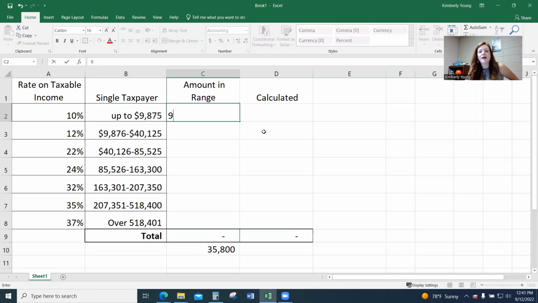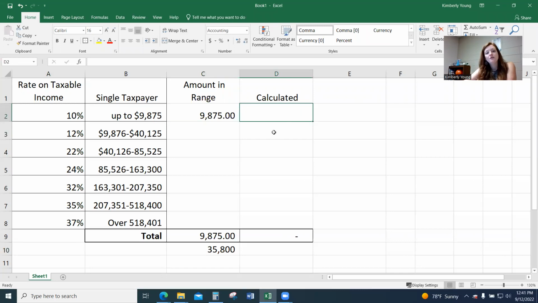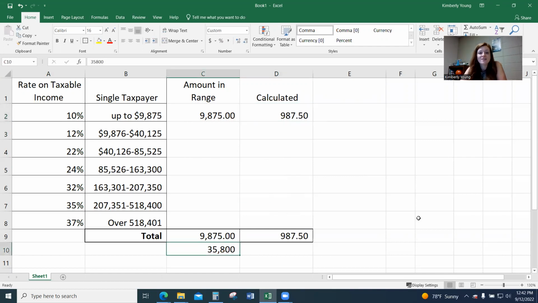So let's go ahead and put in there $9,875, because that's how much we're gonna tax the 10% at. And then I'm gonna do a simple formula here. I'm gonna take the 10% times the $9,875, which of course would be $987.50. So for this $35,800, I have already calculated the taxes on the first $9,875. I don't have to calculate the taxes on that portion again.